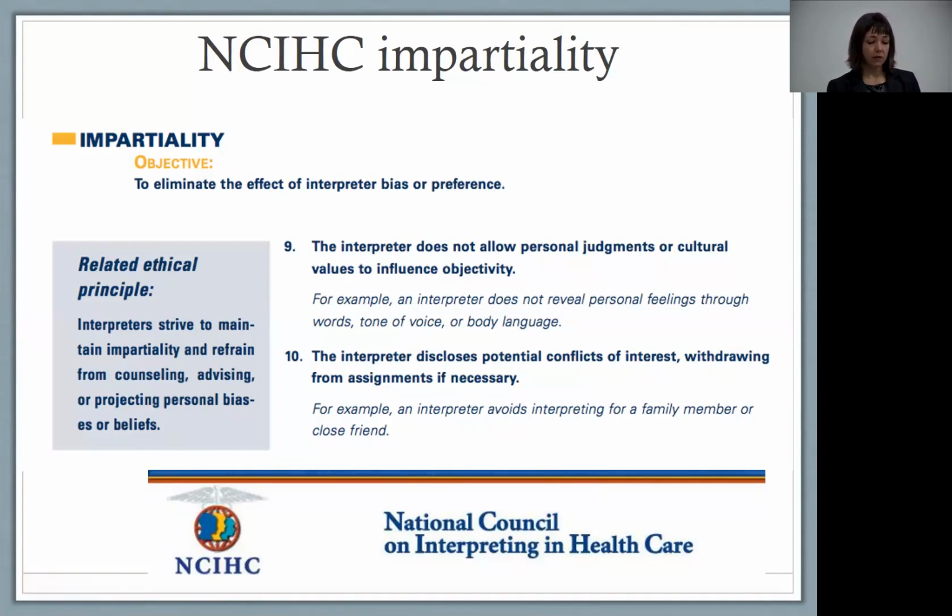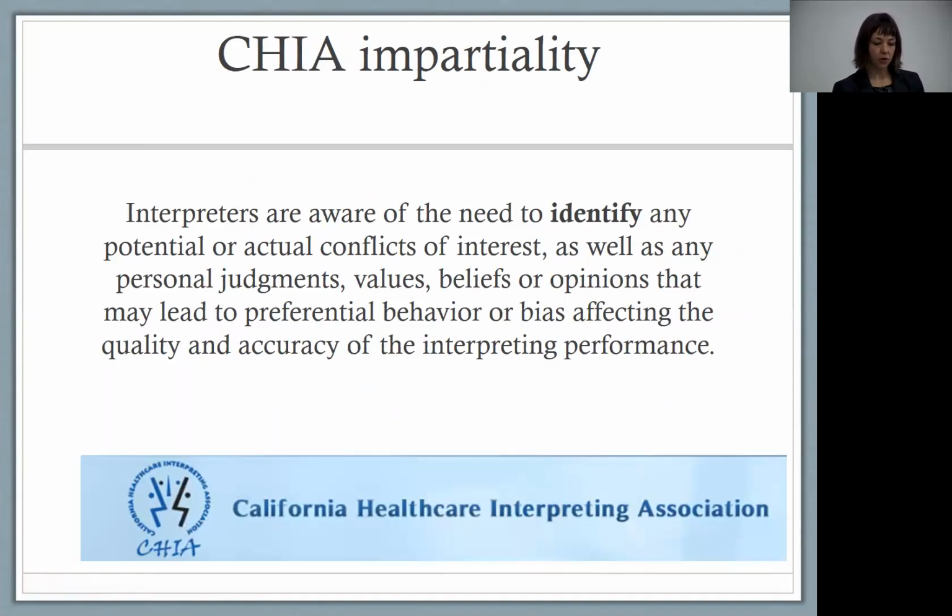So the objective of it is to eliminate the effect of interpreter bias or preference. The interpreter does not allow personal judgments or cultural values to influence objectivity, and the interpreter discloses potential conflict of interest, withdrawing from assignments if necessary. And this is often a source of confusion for a lot of interpreters, as I mentioned. What I hear a lot from people is a certain confusion with the notion of, well, let me continue. Let me go to the other two, and then I'll talk about that.